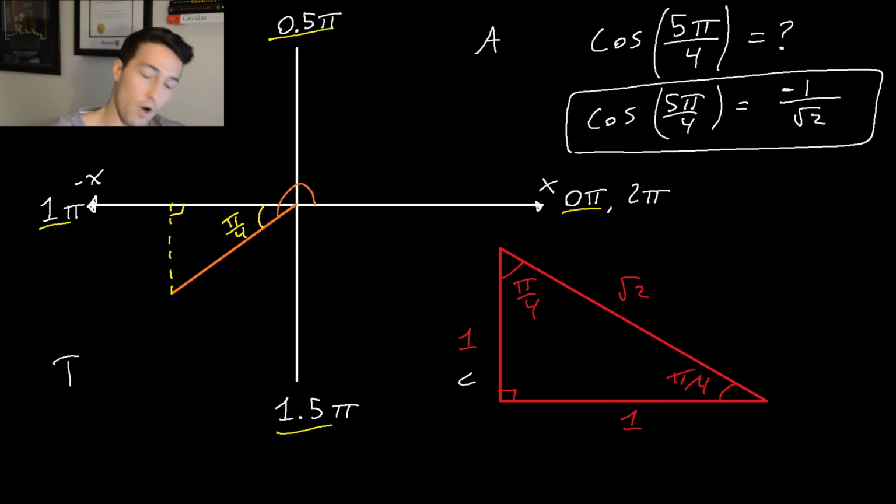Obviously, if we're in this third quadrant here, the only angle that's going to be positive here is a tan, because it's going to be sine over cos, and both sine and cos are negative, so two negatives, or a negative divided by a negative, is going to be a positive.